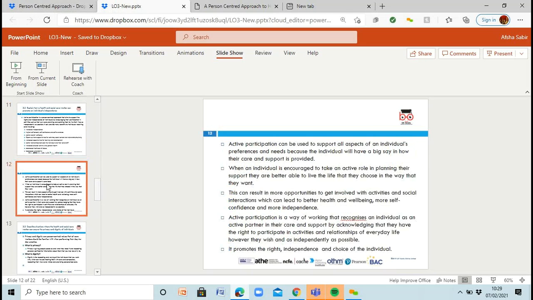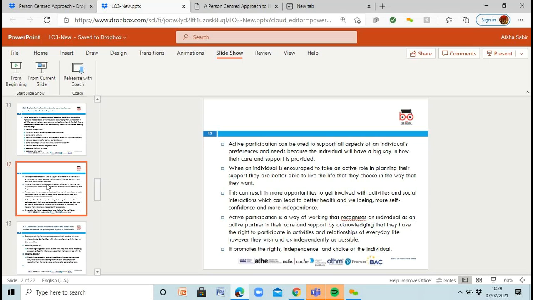So active participation is used in all aspects of the individual's preferences. Like I said, maybe it's about how they want to dress, maybe what they want to eat, but it's also about what care they want and how they're supported. So they've got a role in what sort of care they get, what type of medication they get.